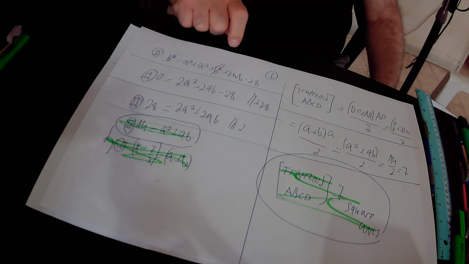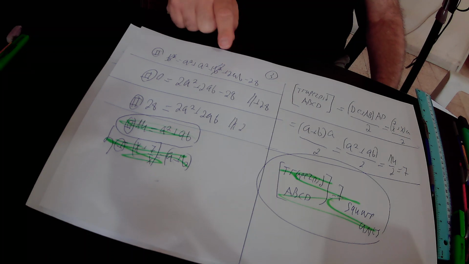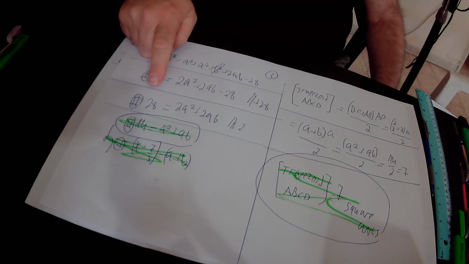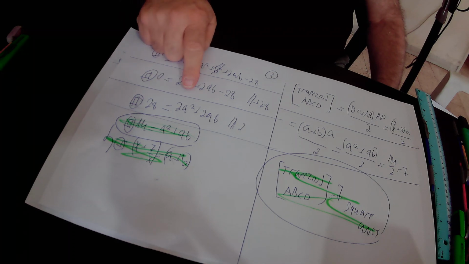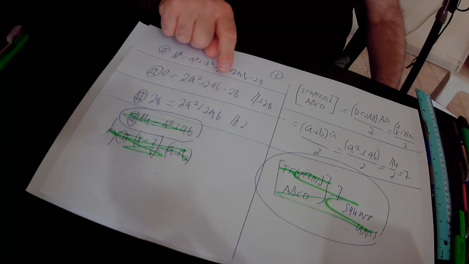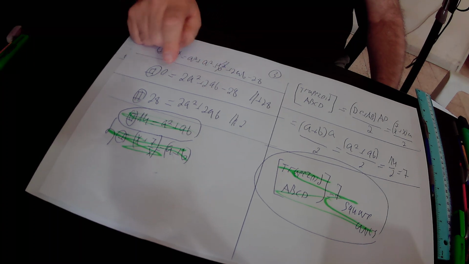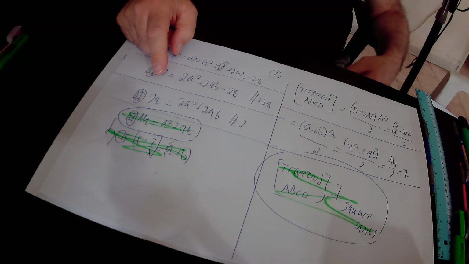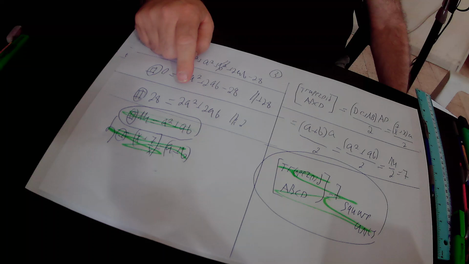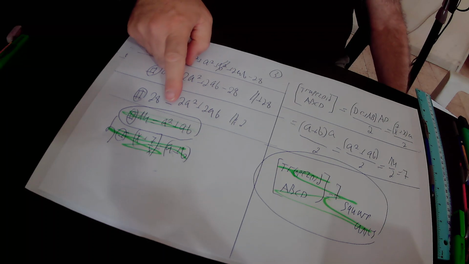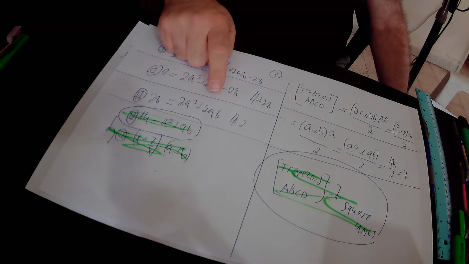minus 28. Here we added 28 to this equation 2, and finally found out that 0 plus 28 is 28. That equals 2a squared plus 2ab, and 28 minus 28 is 0. So in total, according to equation 2, we found out that 28 equals 2a squared plus 2ab. We divided this equation 2 by 2, and finally found out that 28 over 2 is 14, and it equals 2a squared over 2 is a squared, and plus 2ab over 2 is ab.